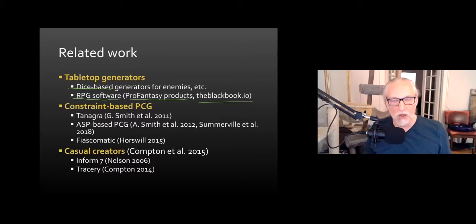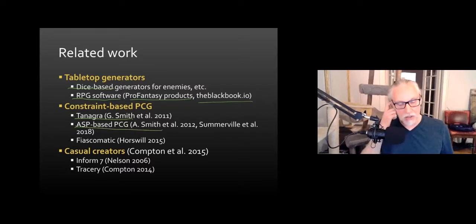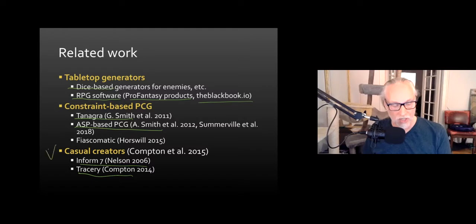This work follows in the footsteps of a lot of great work on constraint-based PCG. I want to give particular shout-outs to Gillian Smith's Tanagra system and Adam Smith's work with answer set programming. And it's heavily influenced by the work that others have done on casual creators, especially Graham Nelson's work, as I mentioned before, but really especially Kate Compton's work on Tracery and her very notion of the idea of a casual creator.